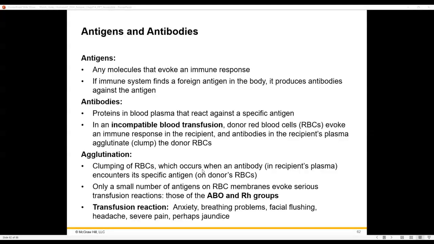Okay, agglutination, clumping of red blood cells, which occurs when an antibody in the recipient's plasma encounters its specific antigen on the donor's red blood cells. Only a small number of antigens on red blood cell membranes evoke serious transfusion reactions, so those of the ABO and RH groups. Transfusion reactions: anxiety, breathing problems, facial flushing, headaches, severe pain, maybe jaundice are seen.